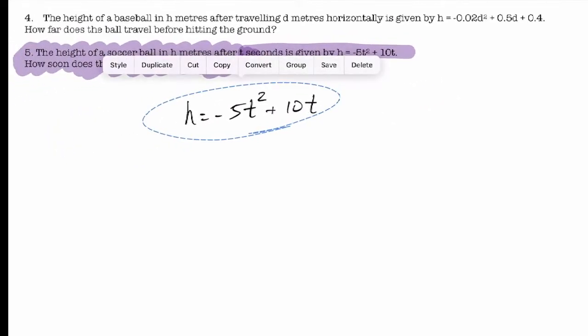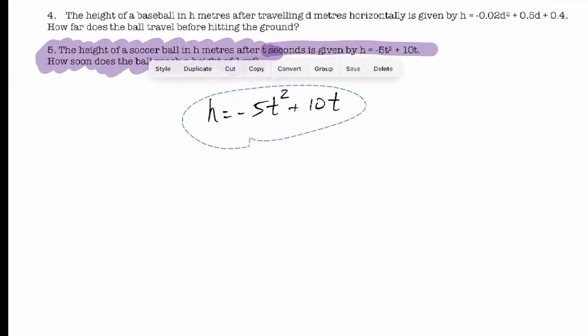Let's take a look at number 5 here. The height of a soccer ball is measured in seconds given by the following: negative t squared plus 10t. So this is the height of a soccer ball in meters to the ground. How soon until the ball reaches 1 meter? Okay. So we can talk about a bunch of stuff with this word problem. We can go beyond what the question is asking.